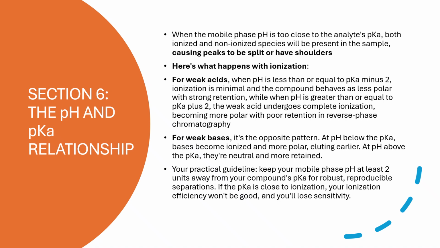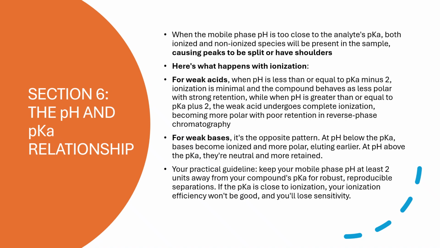Now when mobile phase pH is too close to the analyte pKa, both ionized and non-ionized species will be present in the sample. And this will cause the peak to split or have shoulders. And here's what happens with ionization.